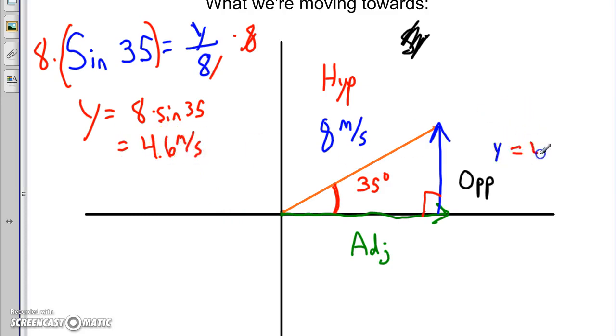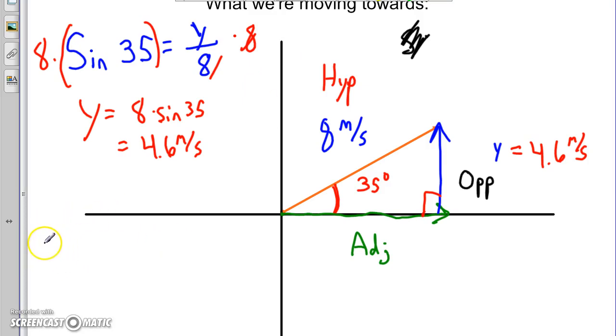Well, we now know this side of the triangle, 4.6 meters per second. Now, an astute student would be able to say, hey, I can figure out this other side using Pythagorean theorem, and you're absolutely right. Or you can figure out that other side using one of the other trigonometric functions, which is cosine. So let's try cosine real quick.